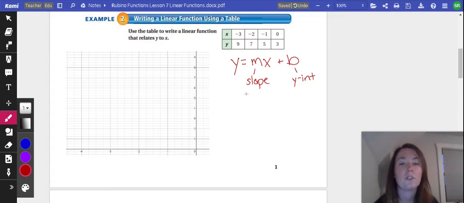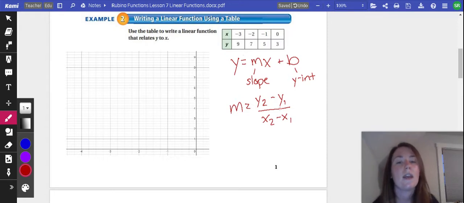So just a reminder of slope-intercept form, y equals mx plus b, where m is the slope and b is the y-intercept. My slope formula is the change in y values over the change in x values, okay? So I'm just going to choose 2 points here and use my slope formula to find the slope for this equation. I'm going to do change in y first, so 9 minus 7 over change in x, -3 minus -2.